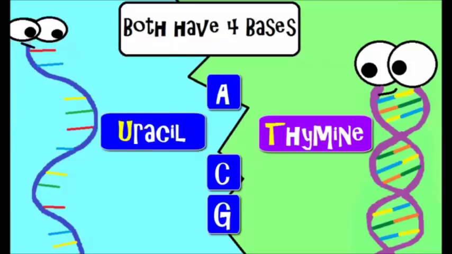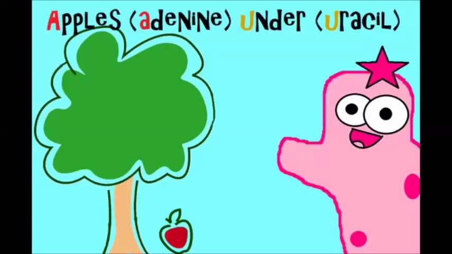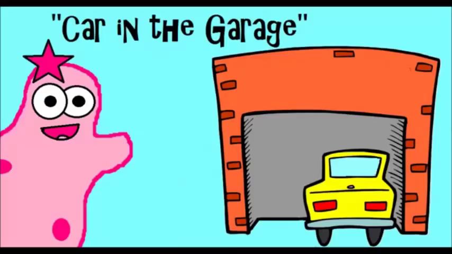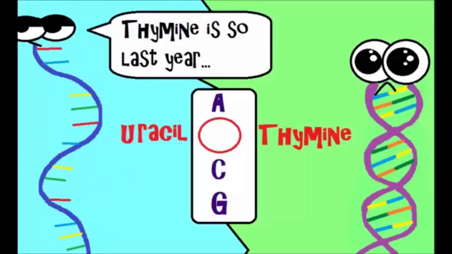So you can't remember apples in the tree for RNA. That's not going to work because there's no T. So instead, try remembering apples under. So it's kind of like they're under a tree. A for adenine and U for uracil. They go together. Also, there's still C and G. Remember cars in the garage, that helps you remember cytosine goes with guanine. So the bases are pretty much the same in RNA except for the uracil instead of thymine.